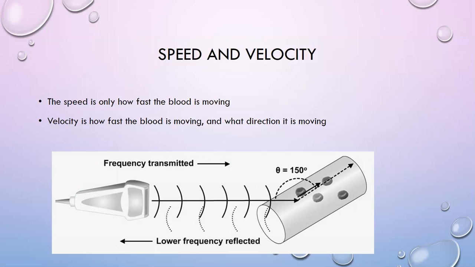Speed tells us how fast the blood is moving in the body. That's useful. But velocity tells us not only how fast the blood is moving, but what direction it's also going. So we have to know the velocity of the blood. We don't need to know just the speed. We have to know the velocity of the blood.